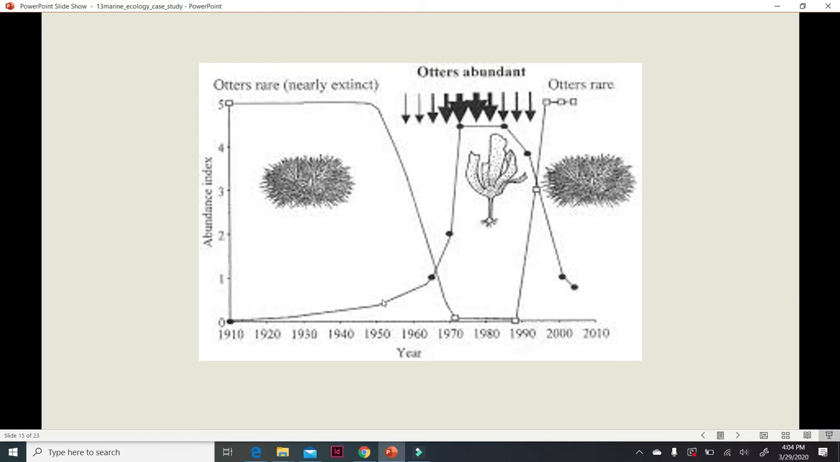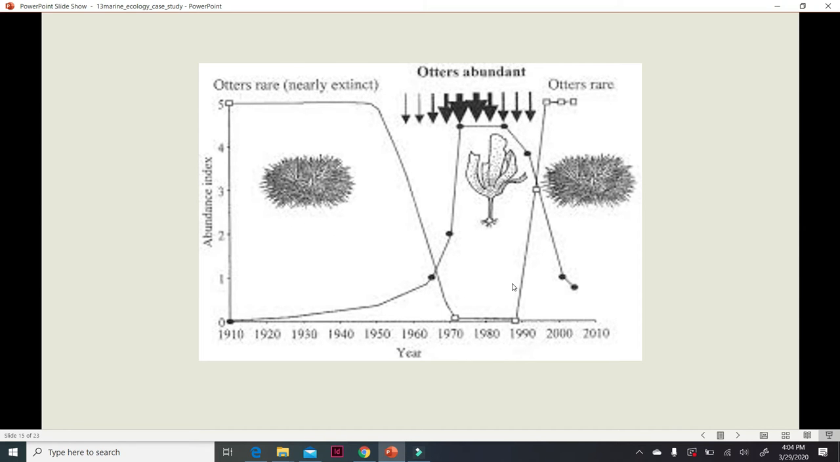And look at what happens to kelp. When we have a lot of otters and not a lot of urchins, our kelp forests become healthier and their abundance goes up, all right? So that's what happened starting in the early 1900s and in the late 1900s.